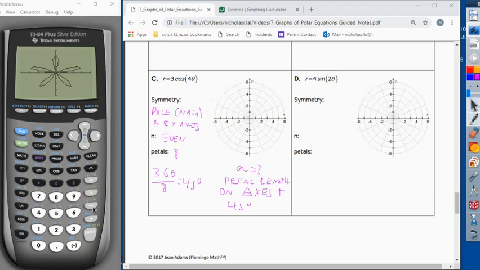So let's graph this. Clearing annotations. R is going to be equal to 3 times the cosine of 4 theta. That's going to give us a value where we go out 3 here, and we make our petal. We go out 45, 1, 2, 3, and create our petal. 1, 2, 3. We have our petal.